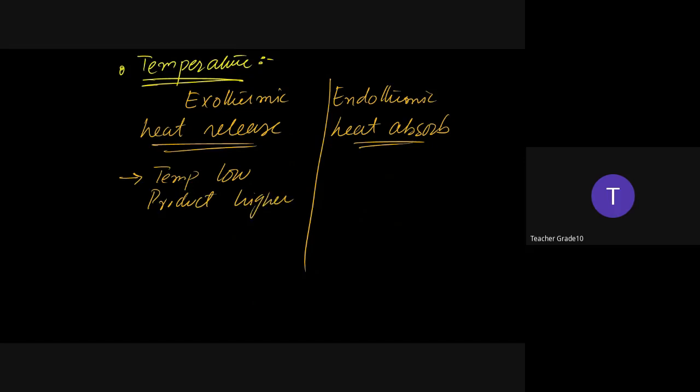In a reversible reaction, if you want to increase your product and you have an exothermic reaction, you have to keep the temperature low. And it is the reverse for this one. If you have an endothermic reaction, it absorbs heat to carry on the reaction, so you have to take the temperature higher to increase your product.